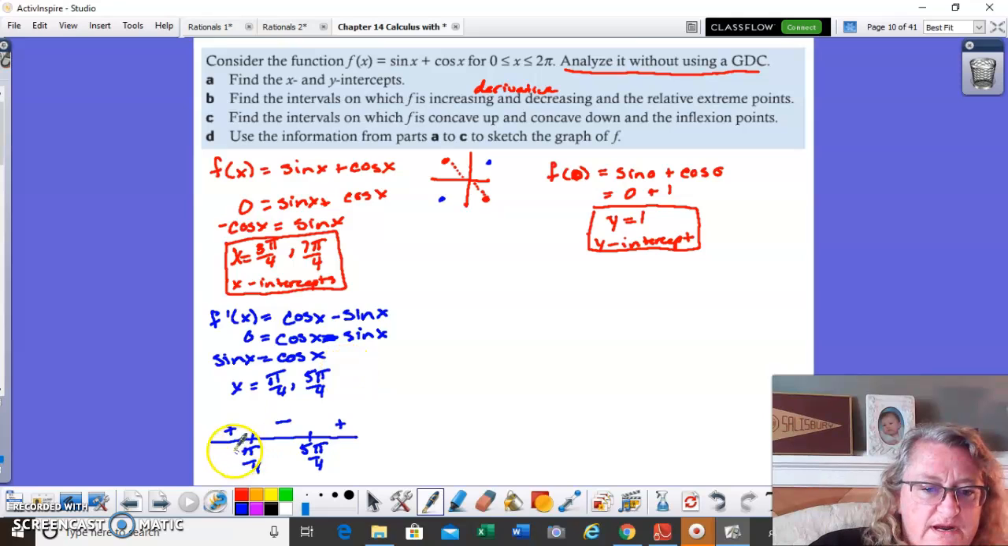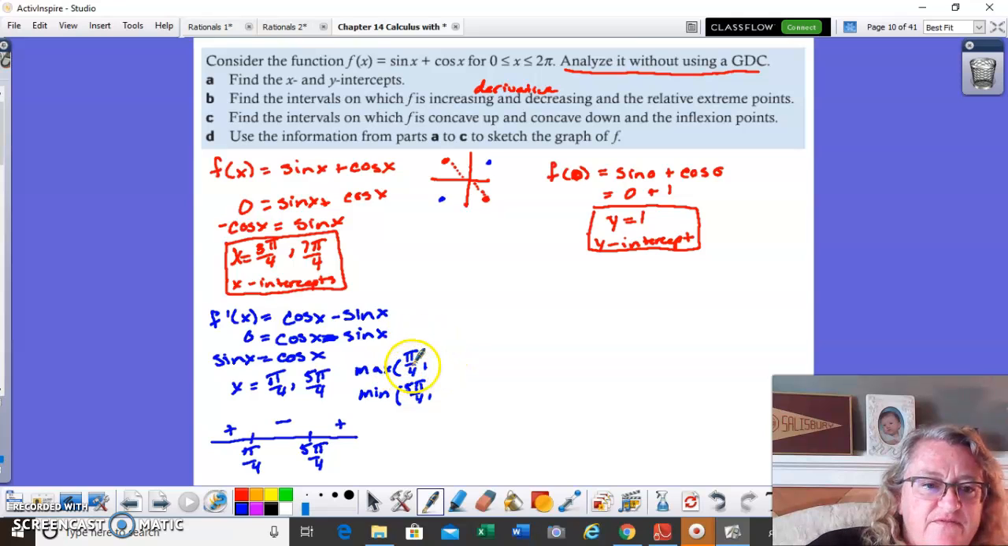pi over 4 would be plus then minus. So pi over 4 is my max. So my max is at pi over 4. I'll get the y-coordinate in a second. And my min, because this goes negative to positive, is at 5 pi over 4. And I'll get the y now.